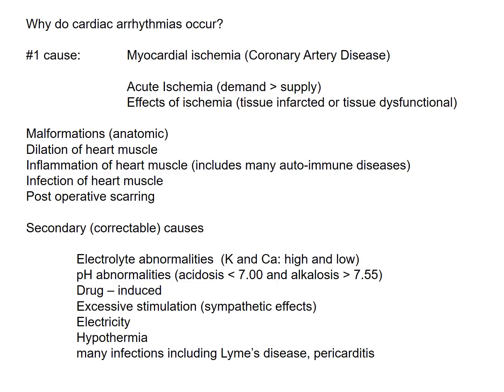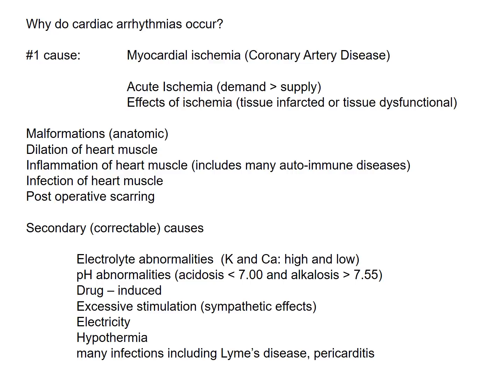First off, why do arrhythmias occur? The most common cause of cardiac arrhythmias is myocardial ischemia, again, due to acute coronary disease. That could be acute ischemia, where demand suddenly does not meet supply, or it could be long-term effects of chronic ischemia, where tissue is becoming slowly infarcted or slowly dysfunctional due to a lack of oxygen.